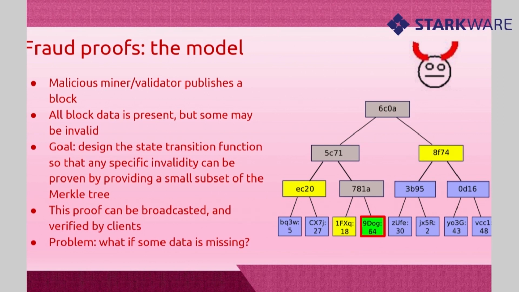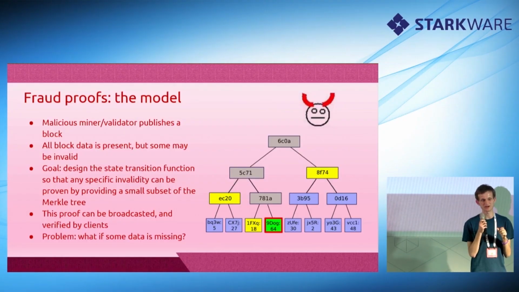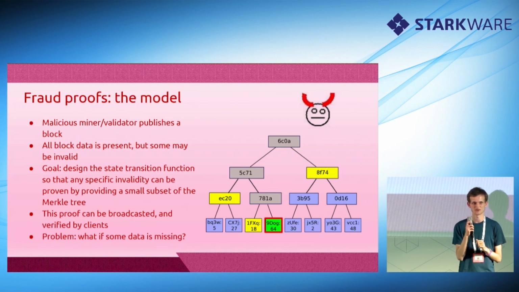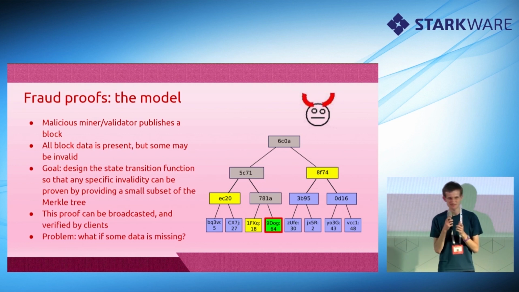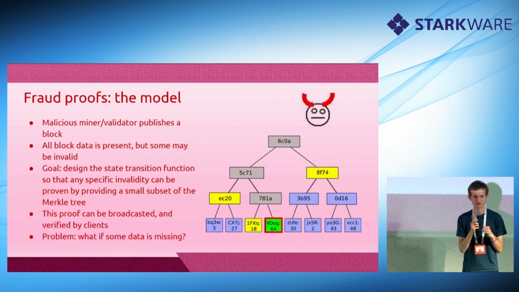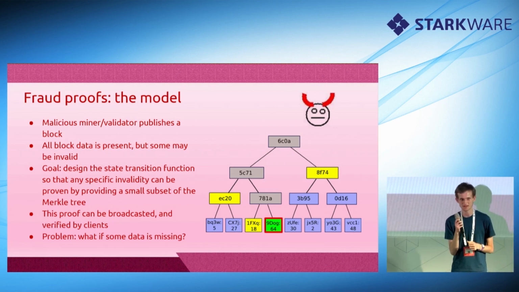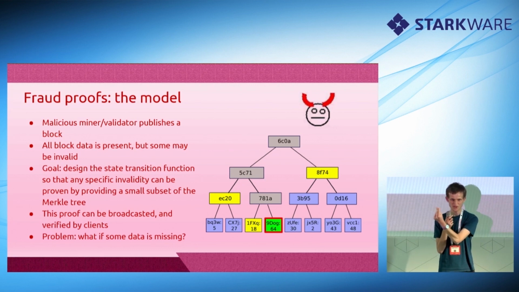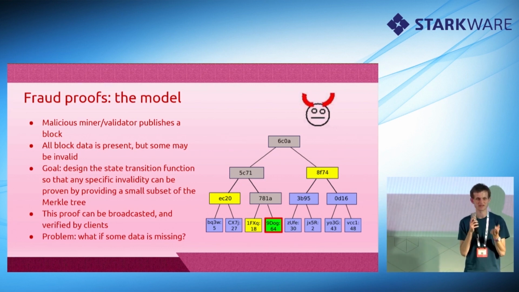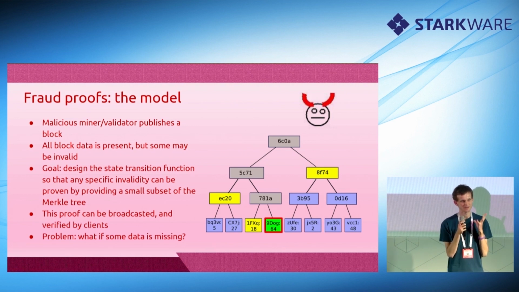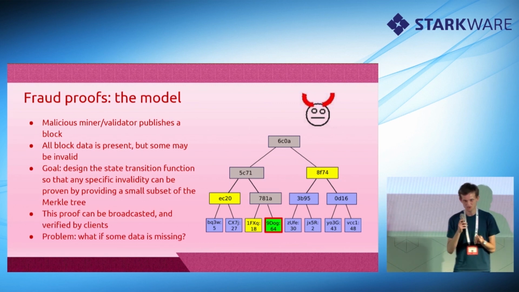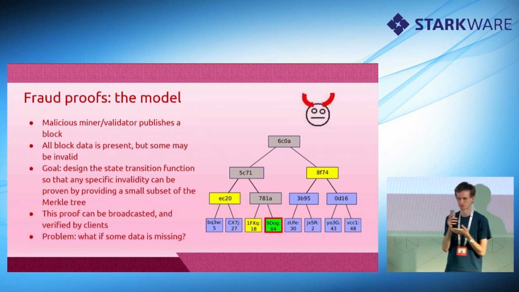So the setting here is basically, suppose a malicious miner, a malicious proof of stake validator or whatever, publishes a block. We're going to assume all the block data is present. So there's some magic oracle that verifies that all of the data in the block, the full body of the block, has been published to the open internet, and at least one honest node has it. But some of the block data may be invalid. So what we're going to do here is design the state transition function, the function that takes an existing state, processes all the transactions, and outputs a new state, in such a way that any specific invalidity, any specific error in the block, can be proven to be an error to a light client by just providing a small subset of the Merkle tree, right?